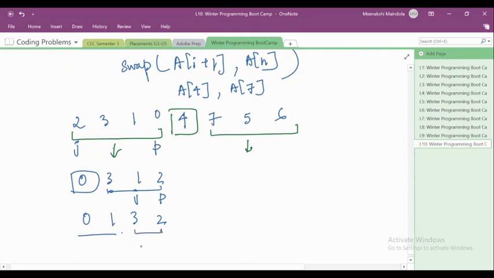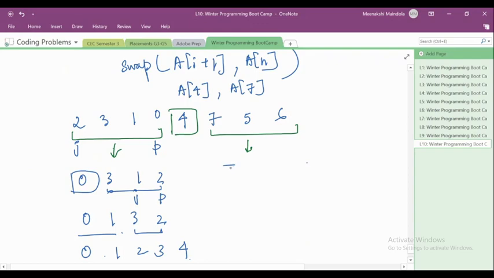Then you perform quick sort on this. You have 0, 1, 2 and 3 because these two values are going to swap. Now up till here, 0, 1, 2, 3, 4, up till here the array is sorted. Again you perform quick sort on this as well.